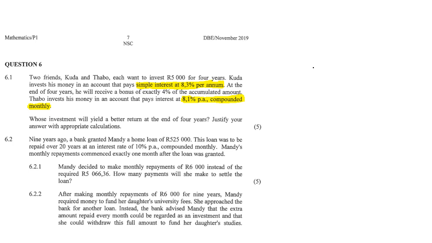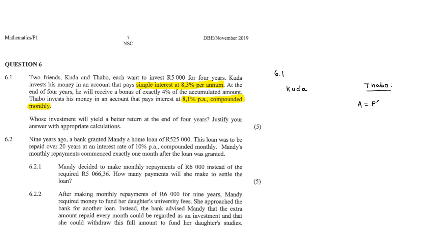So we are going to set this up by considering these two friends individually. So we'll do a calculation for Kuda, and then we'll do a calculation for Tabo. Let's start off with Tabo's calculation because his one is quite straightforward. He is going to accumulate a certain amount after 4 years. He's getting compound interest, so we just need to use the compound interest formula.